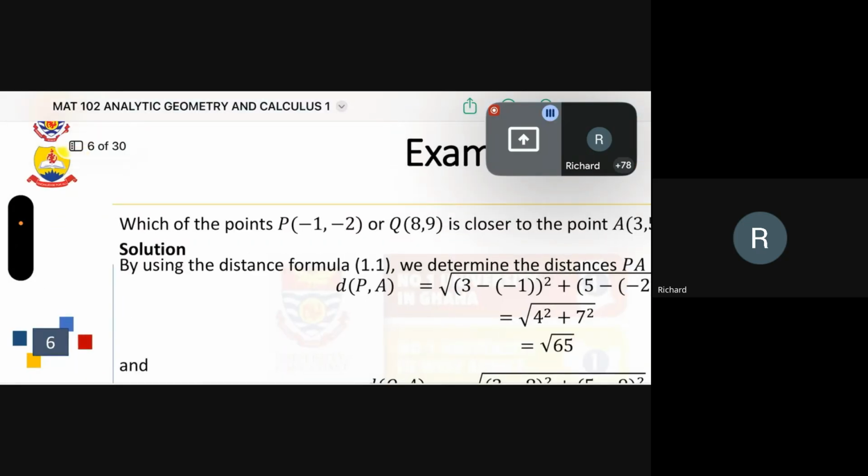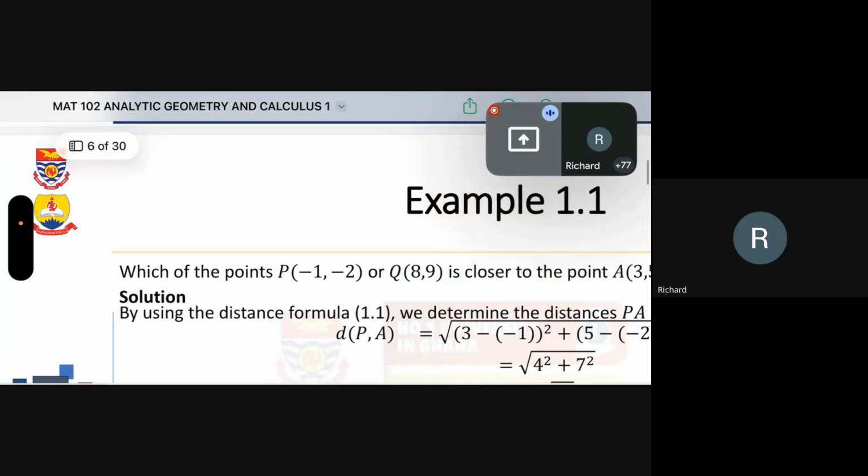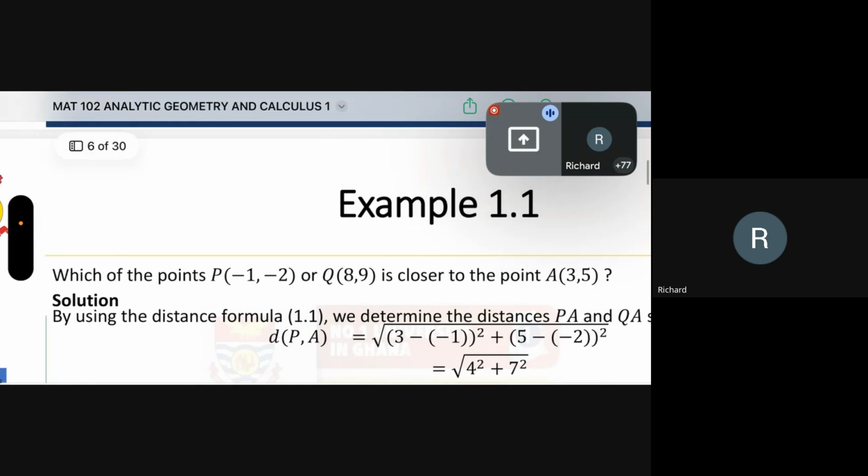So for example, we are given two points. P has coordinates -1, -2, and another one, Q, has coordinates 8, 9. And we want to find out which of the two is closer to the point A. So this means that I can draw a point A.